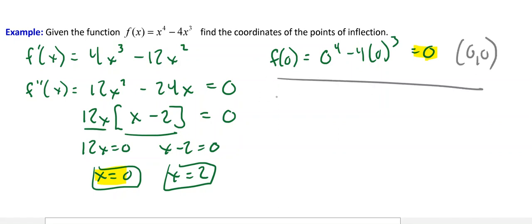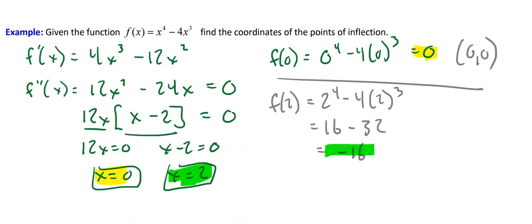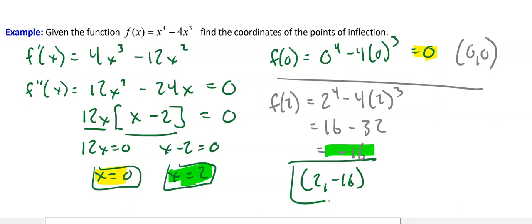And then we have to find f of 2. So that's going to be 2 to the 4th minus 4 times 2 cubed. 2 to the 4th is 16. 2 cubed is 8, times 4 is 32. So that is negative 16. And so my other point is going to be 2, negative 16. And so we have 2 points of inflection.